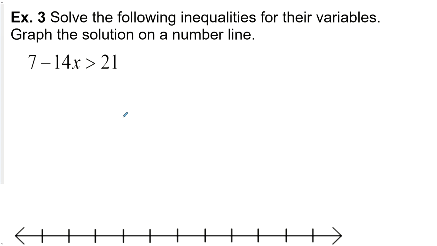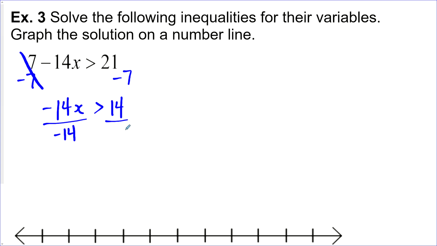Example 3 is the same idea. We want to solve this inequality and graph it on this number line. So first thing, let's get rid of the 7 here by subtracting 7 on both sides. And that's gone. Negative 14x is greater than 21 minus 7. It's 14. Now we want to divide away the negative 14. Right now it's negative 14 times x, so we want to do the opposite operation, which is divide. And we got x left on this side.